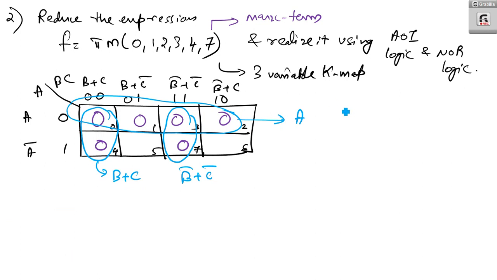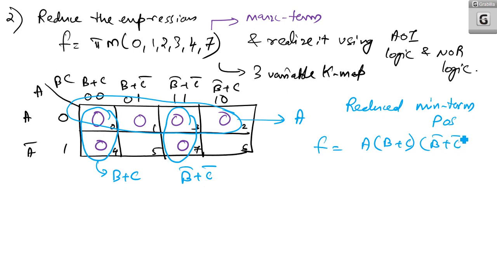Therefore, the reduced min term expression or reduced POS expression, you can write it as F is equal to A and B or C and B bar or C bar. That is the reduced min term expression.